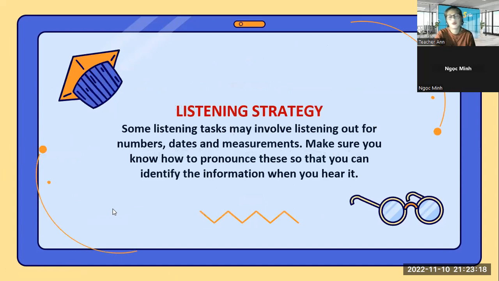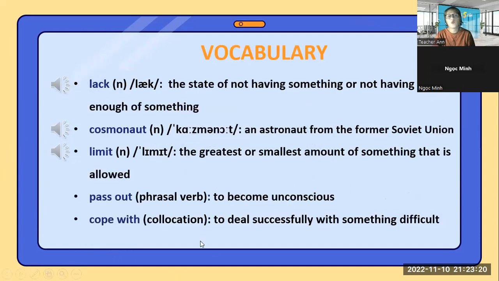Next, you have the word cope with, to deal successfully with something difficult. Like you will say, "I cope with all the problems I've encountered. I finished everything, so I coped with that." It means you dealt with it successfully. You are successful with what you are doing.